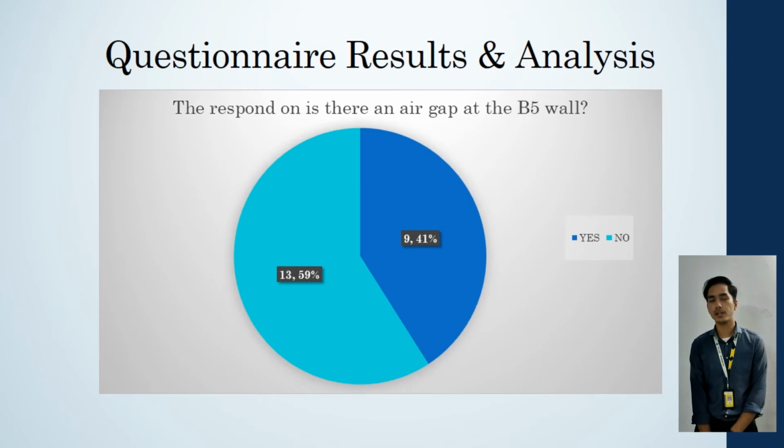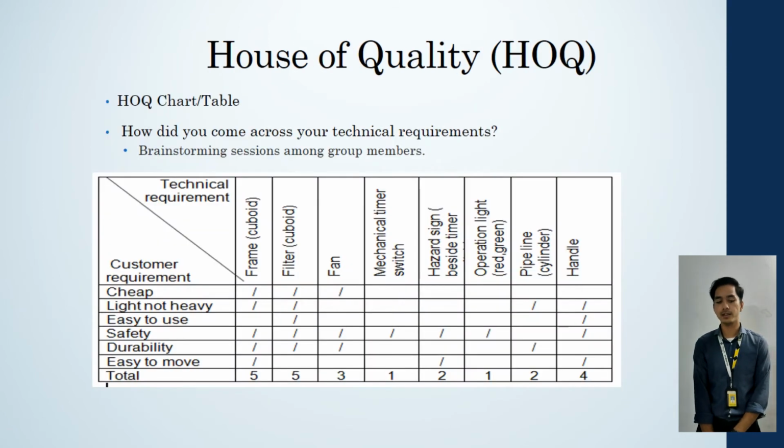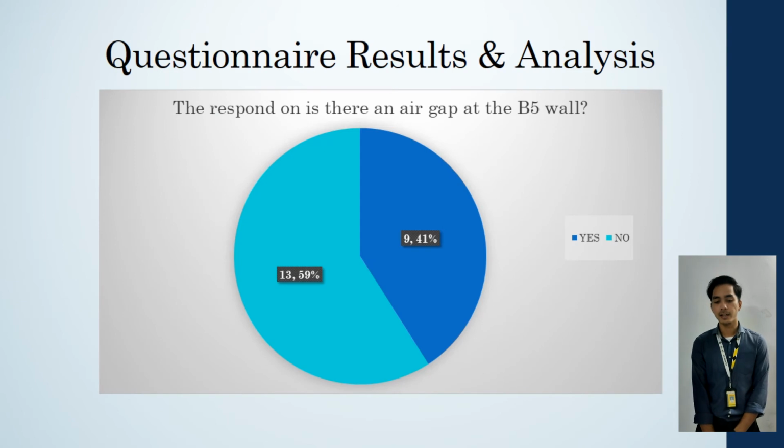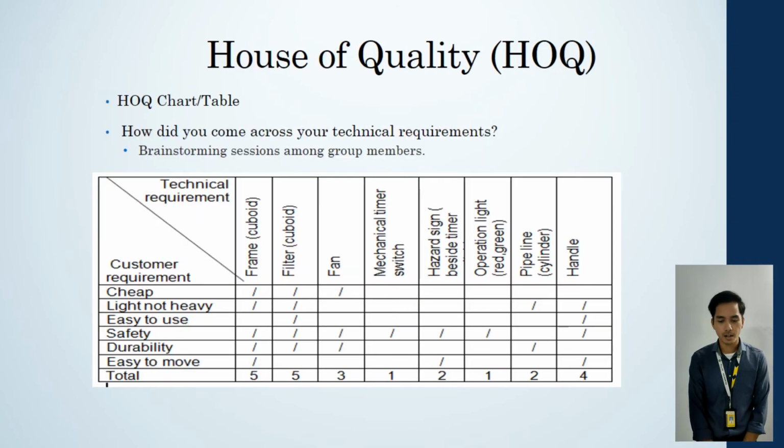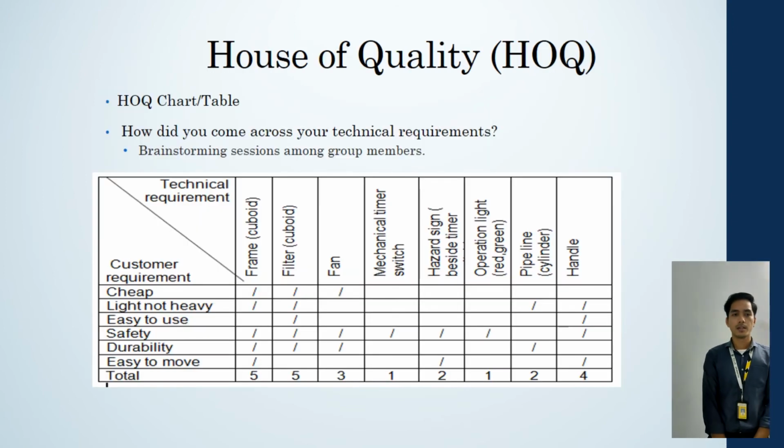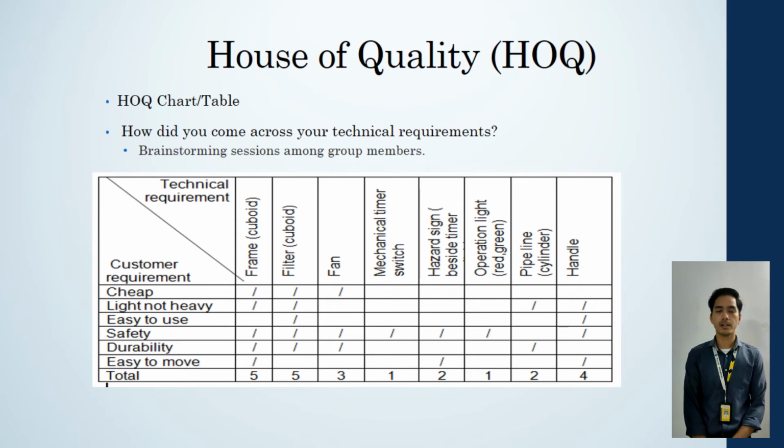Next, the respondents on whether there is an air gap on the class B5 wall. Our respondents say yes is about 9.5% and no is 13.59%. House of quality. House of quality is about the customer requirements.